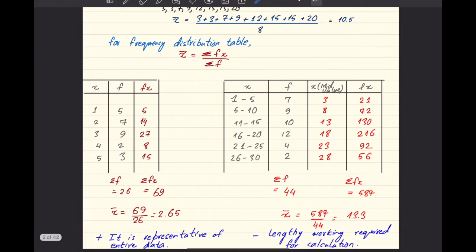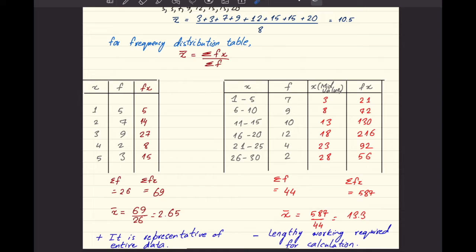For sigma fx, I make an extra column, which is fx. I multiply x with f, list all the values in the column of fx and add them all up to get sigma fx. Similarly, I do sigma f, and I'll get the sum of all frequencies. And I divide them and I'll get myself the mean value.